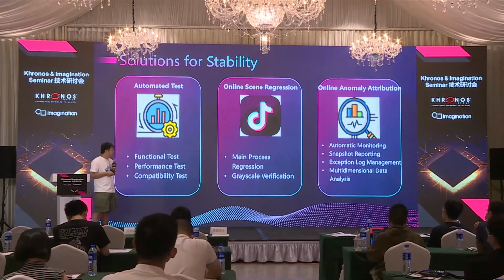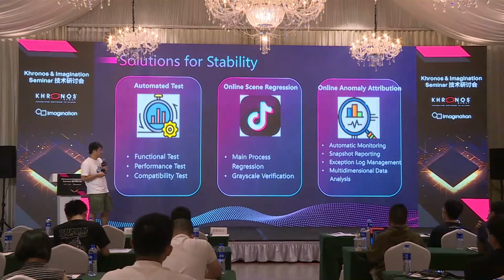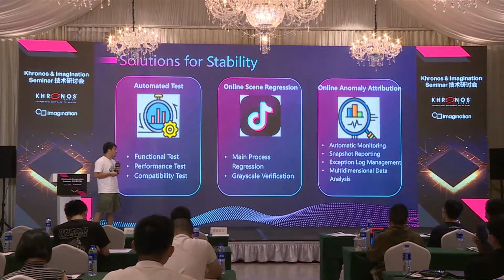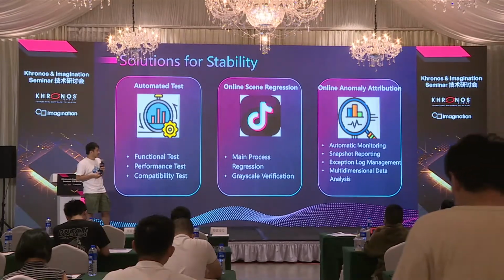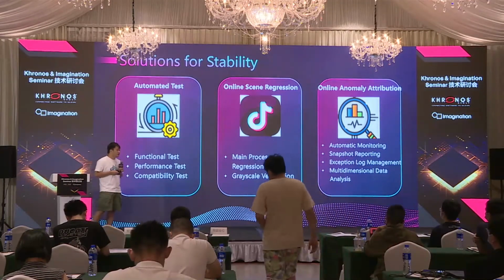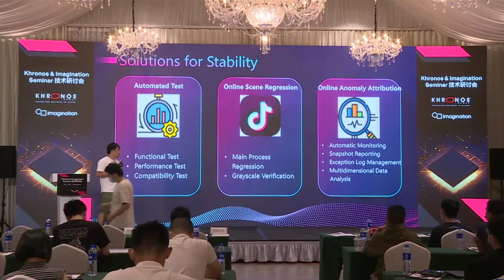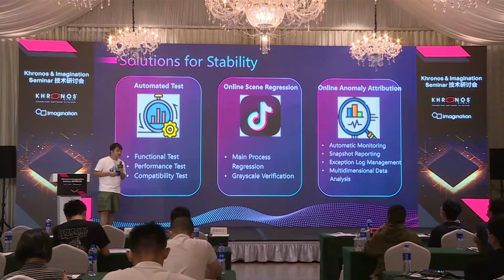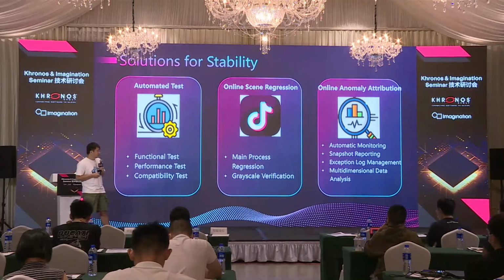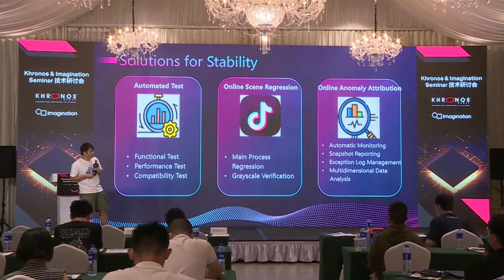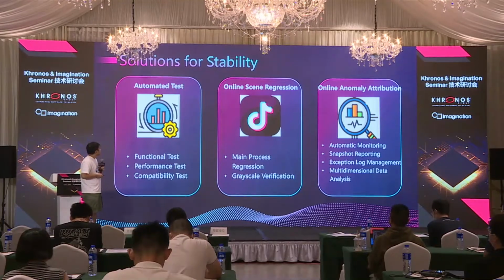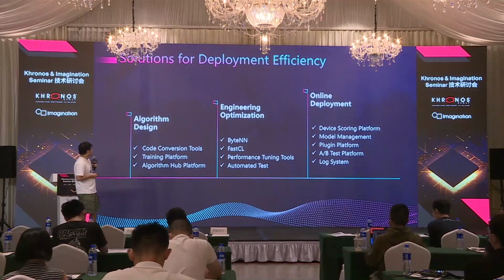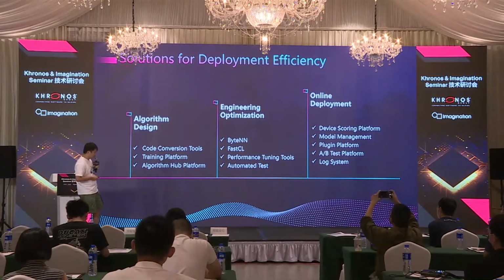And the third one, as I said, the online anomaly attribution system. This includes automatic monitoring and the crash snapshot reporting and stack reporting, the log reporting, the log management, and multidimensional data analysis, which can help us to quickly locate and identify the crash insights of our users' devices, so that our developers could improve and solve the issues faster.